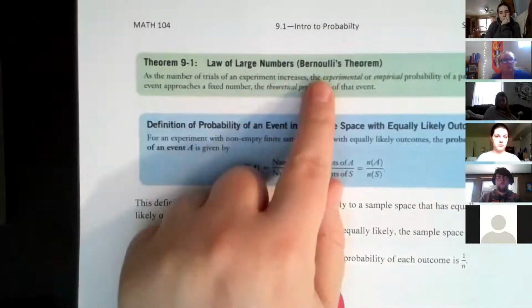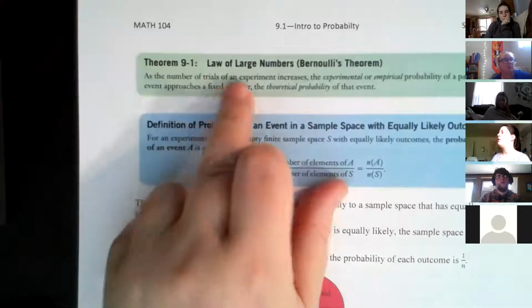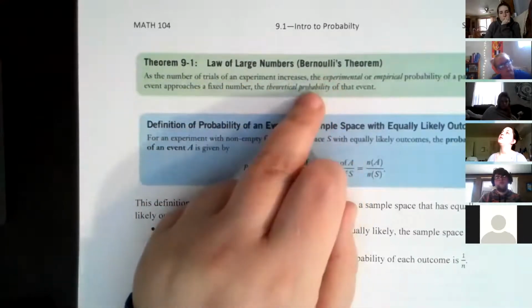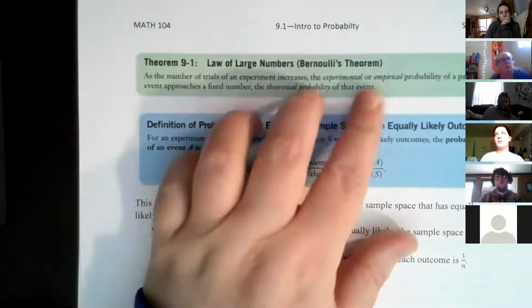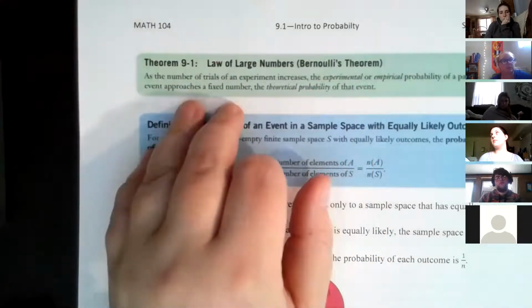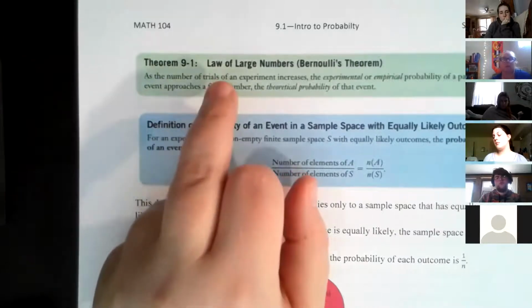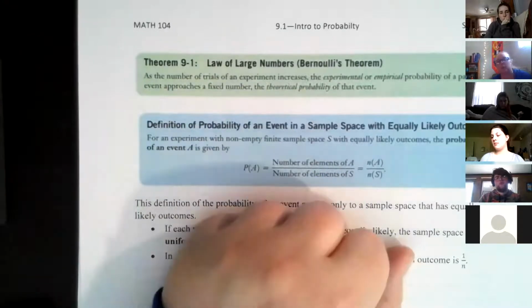So that's Bernoulli's theorem that says as the number of trials of an experiment increases, the experimental, or what's also called empirical, probability approaches or converges, like you said, Sophie, using the fancy number, will approach the theoretical probability.